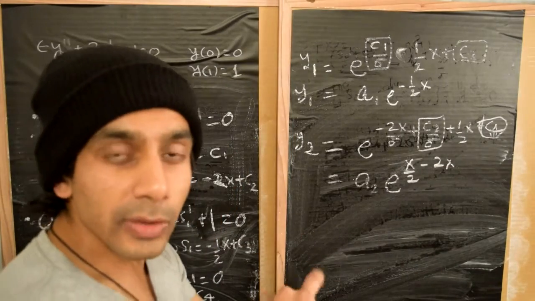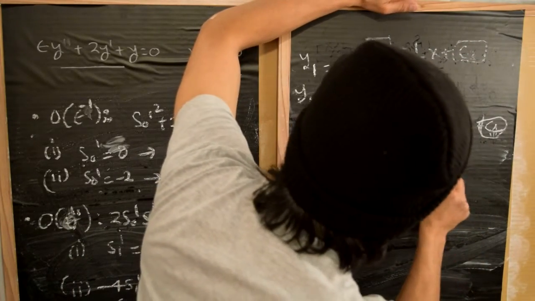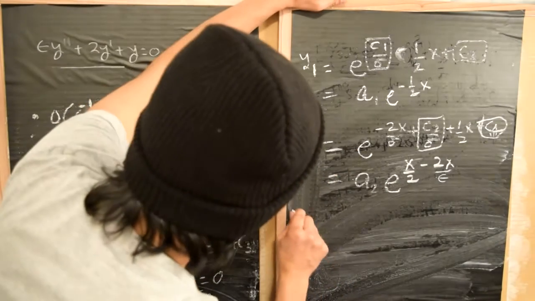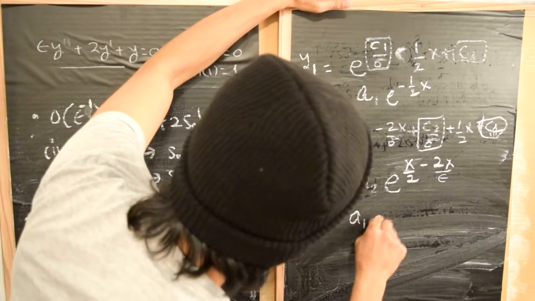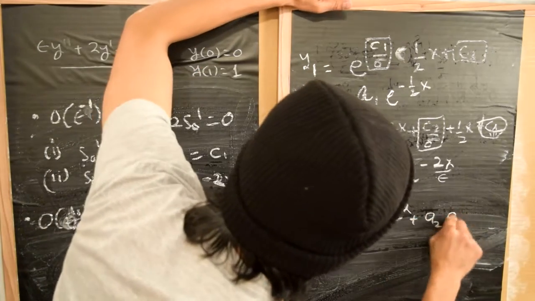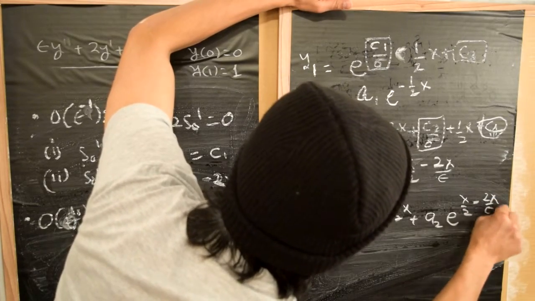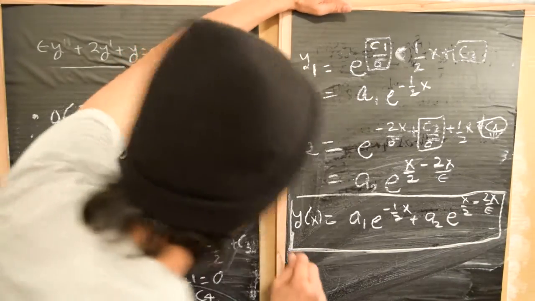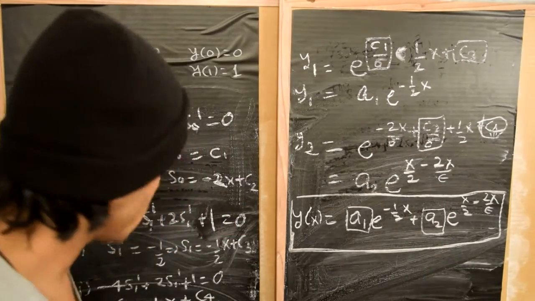And recall, we figured out that delta scales linearly with epsilon, so we can replace delta with an epsilon in this case. So let's just write it as 2x divided by epsilon. So our overall solution for y is this constant a1 e to the power of minus half x plus another constant a2 e to the power of x by 2 minus 2x divided by epsilon. And now we can use the two boundary conditions to figure out these two constants. So let's do that.